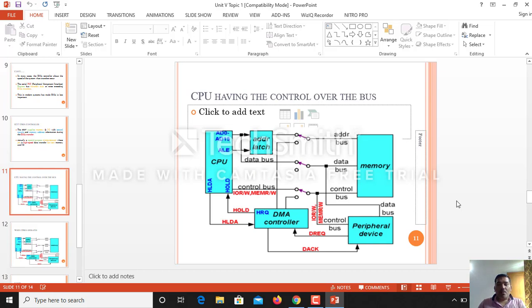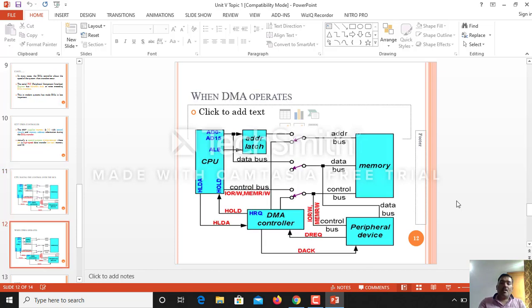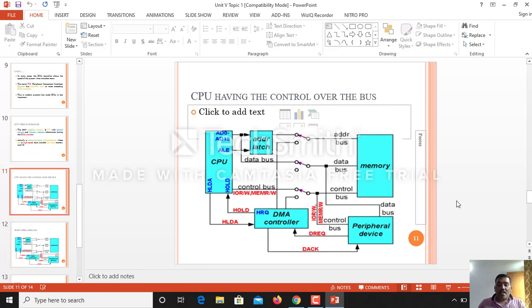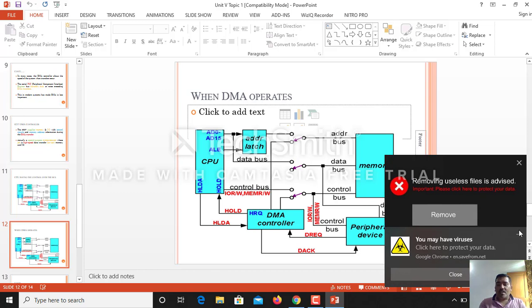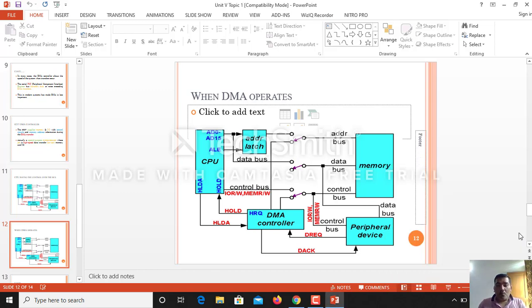That is the diagram showing the CPU controlling the buses. Similarly, we are showing in the next diagram where the DMA controller operates the buses. Here we have seen that when the CPU has control over the buses, all the connections from the memory, the address bus, data bus and control bus, are connected only with the CPU. In case the DMA operates, all these three buses, address bus, data bus and control bus, are not connected with the CPU; they are connected with the DMA controller.